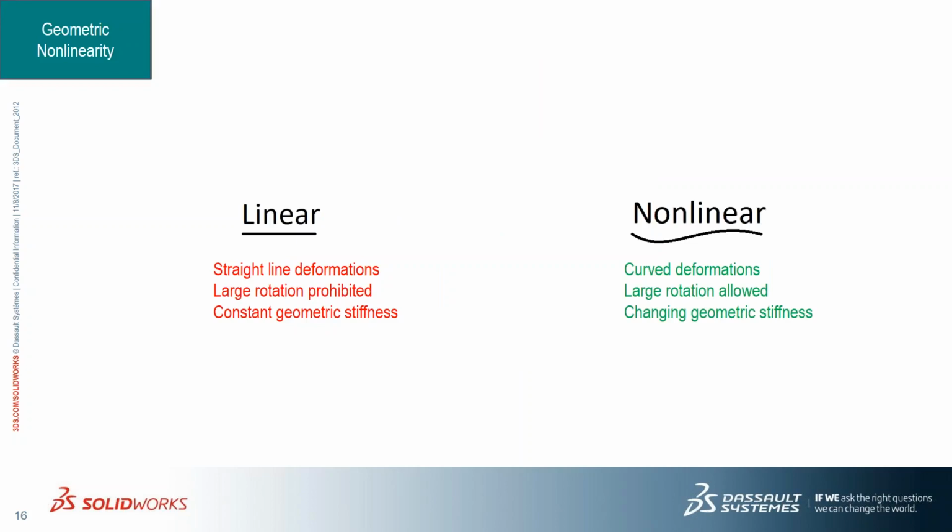If you have something that's geometrically linear, you'll see straight line deformations. Also, large rotation is prohibited. That also violates that straight line deformation idea. And really the main point here is that the stiffness is constant. So these three points sort of overlap, but the animations will show each one individually.